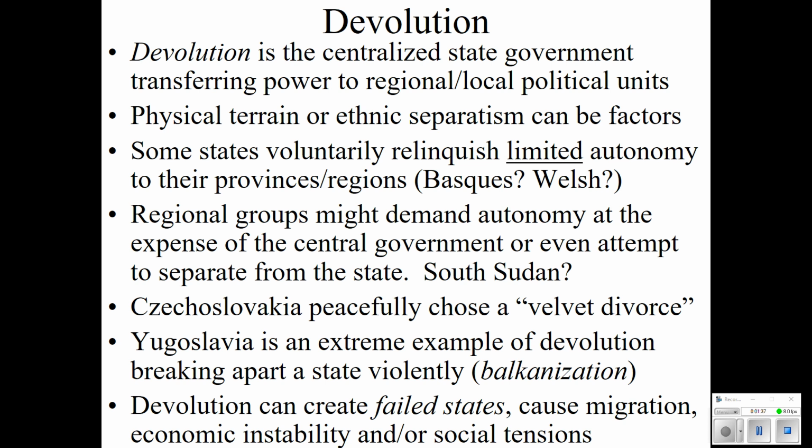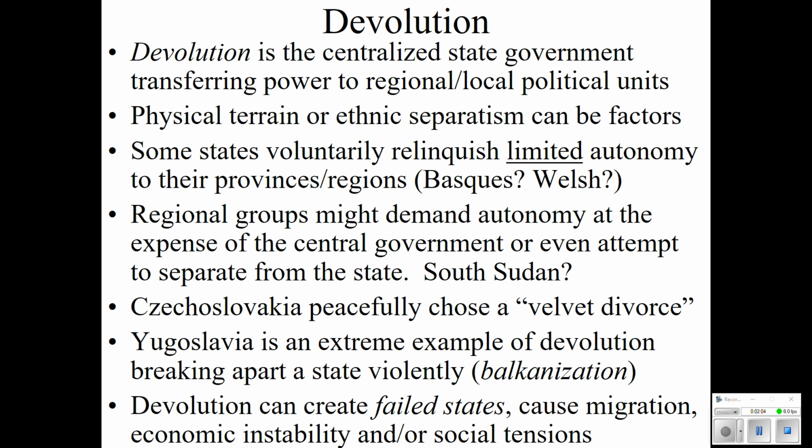And that usually works great if you have a small, culturally homogeneous, compact type state. Unitary works really well because you can get things done quickly and everybody's pretty much on the same page anyway. So when you think about devolution, sometimes in a unitary system, like in Spain, you can have some parts of the country that feel different, feel like they're left out maybe economically, feel like they're out there on the periphery of the country.